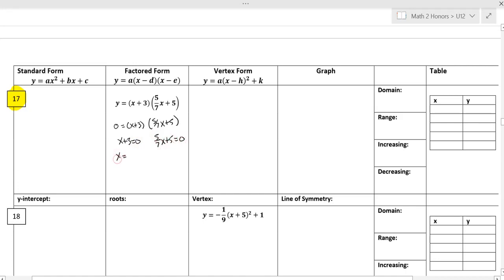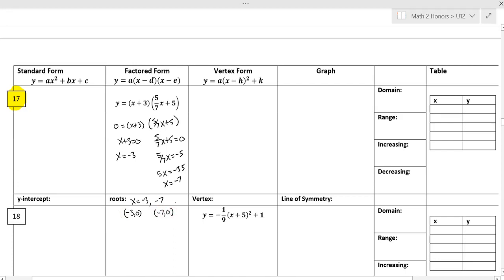And so we end up with x equals -3. And then 5 over 7x is -5. Multiply both sides by 7. We get 5x equals -35. Divide by 5, x is -7. So our roots are -3 and -7, which means our x-intercepts are (-3, 0) and (-7, 0).